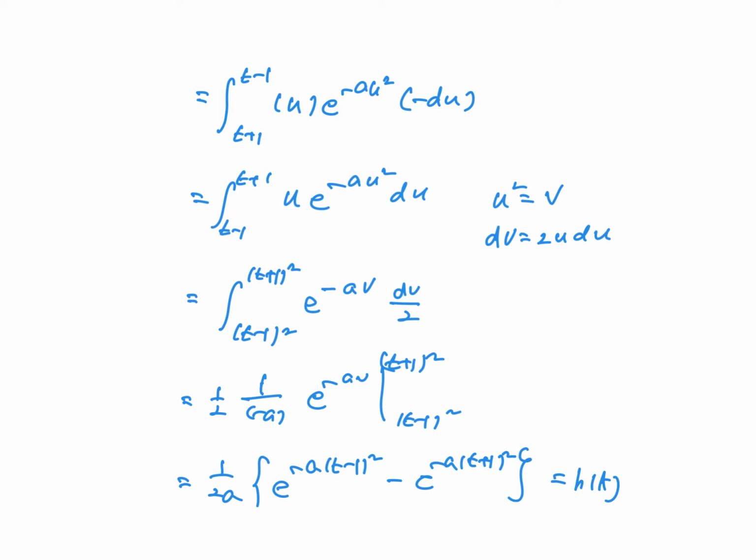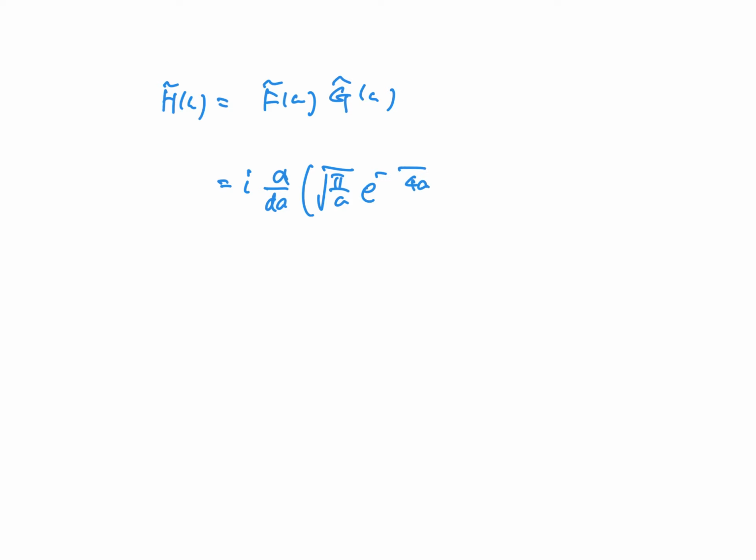On the other hand, the Fourier transform h tilde omega is f tilde omega times g tilde omega, which is i times the square root of pi over a, exponential minus omega squared over 4a, times twice over omega sine omega.